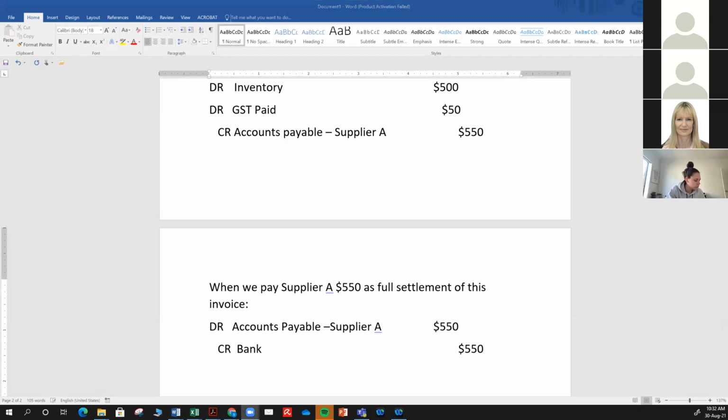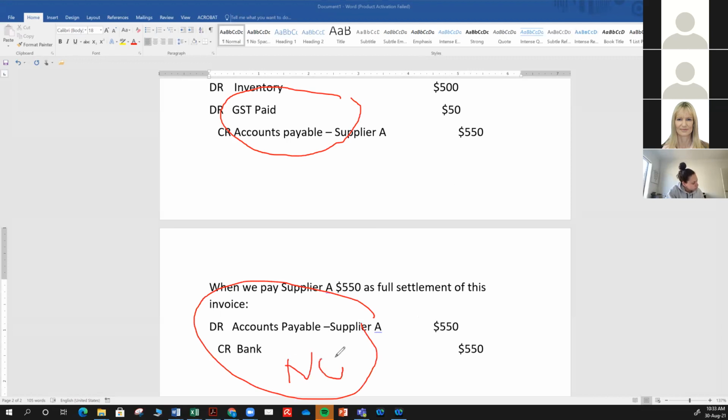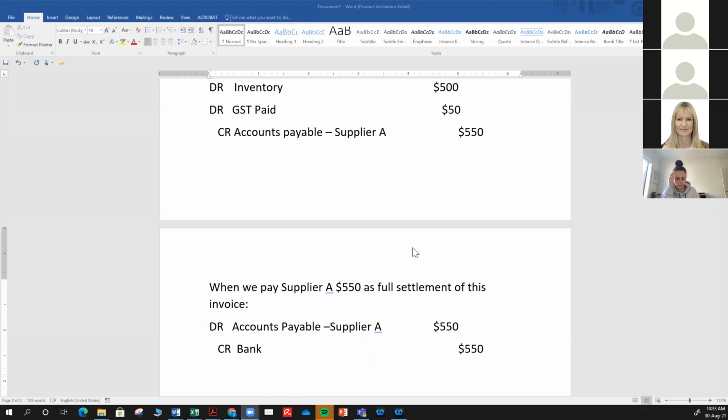Again, point of interest: you see, GST is only here. And when you pay, there is no GST. GST only happens at one point in time. It happens when you issue an invoice to a customer or you receive an invoice from a supplier. When you receive money from the customer or you pay money to a supplier, there is no GST. Okay, guys? Cool. Are we good here?